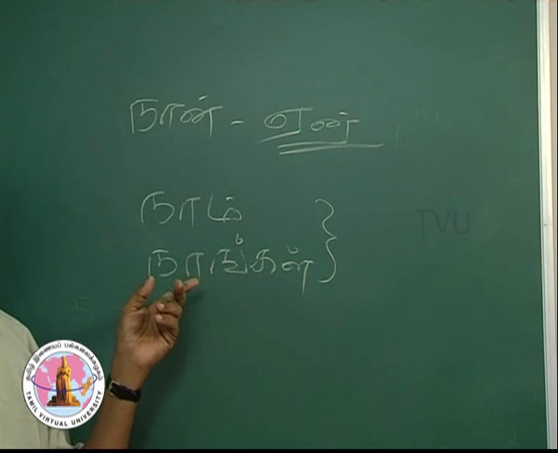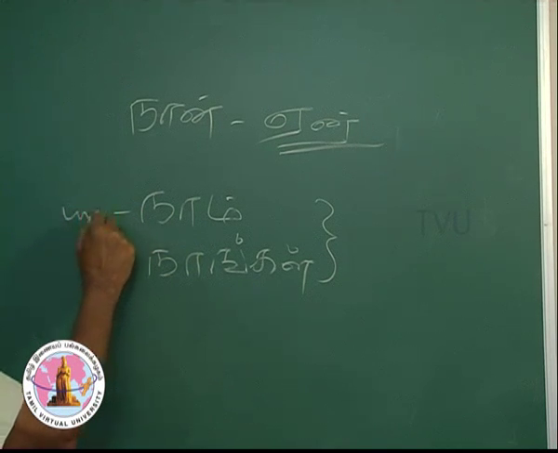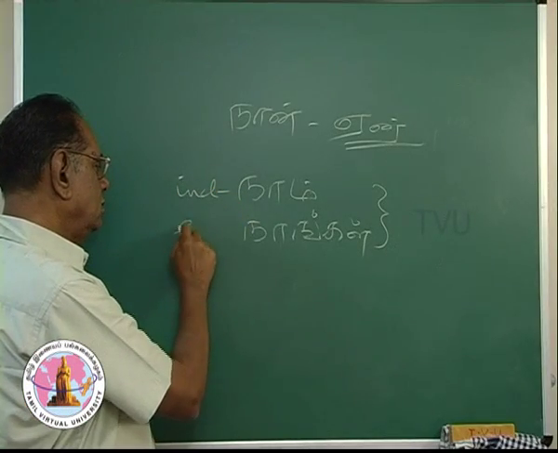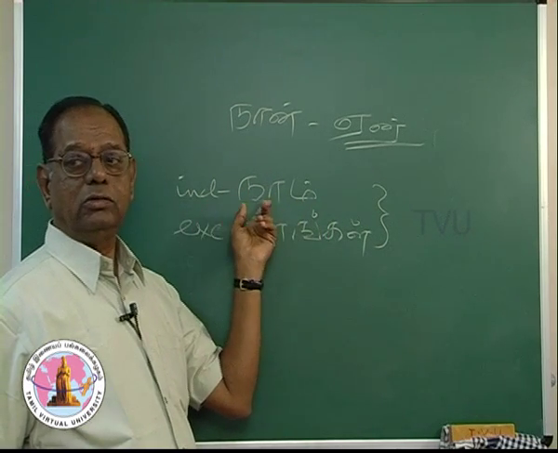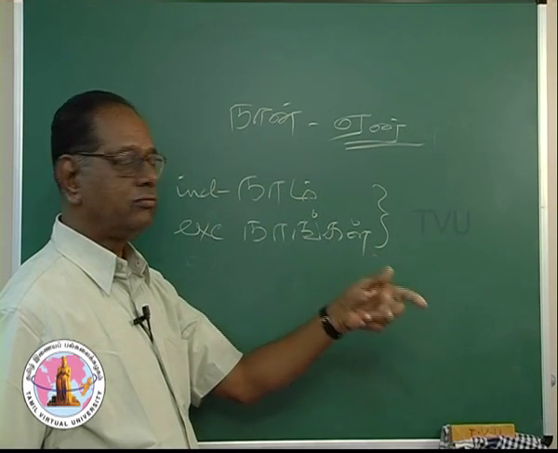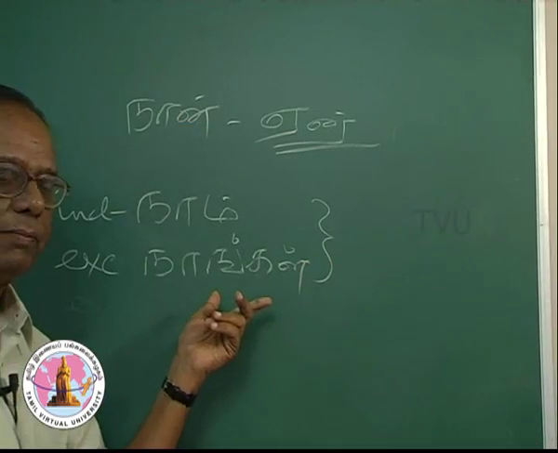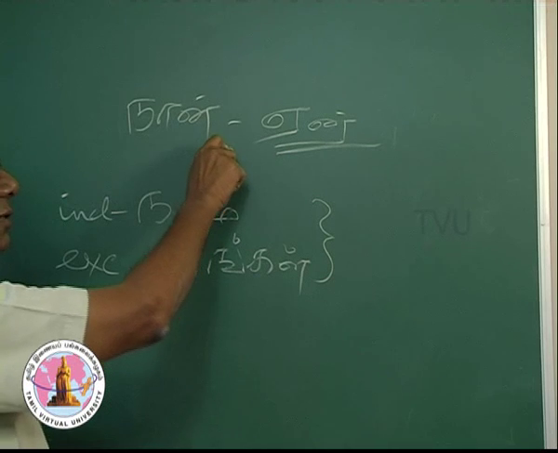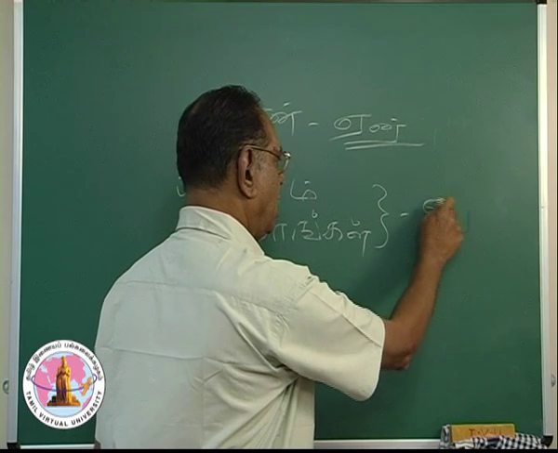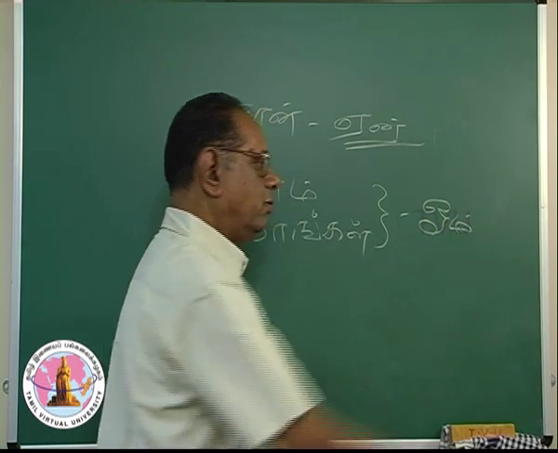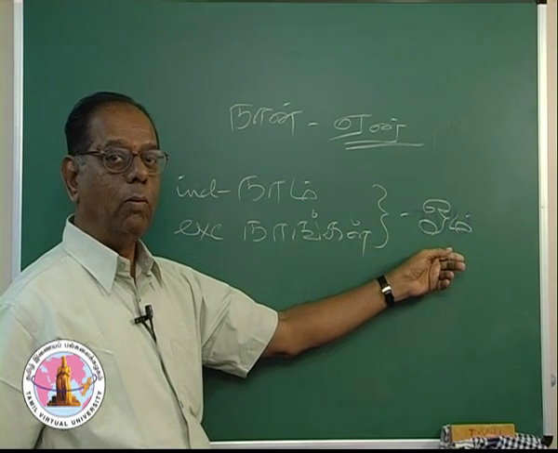What is the difference between nom and nangal? Do you remember? These are things which are to be remembered always. Nom is inclusive and nangal is exclusive. Nom is inclusive. Inclusive of what? Second person. Nangal exclusive. Exclusive of second person. So, first person plural will be nom and nangal, and the marker for these two is one and the same, that is om.